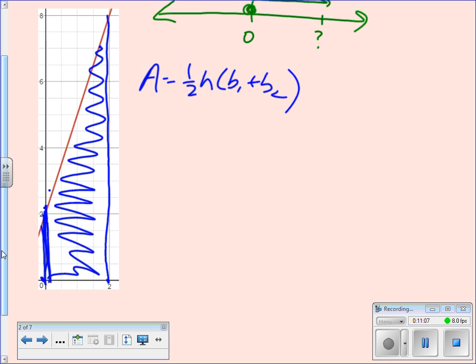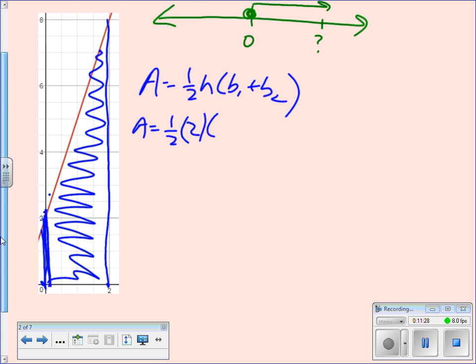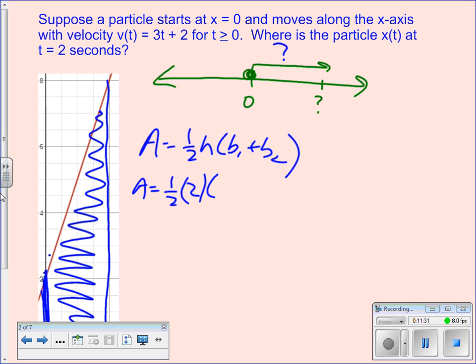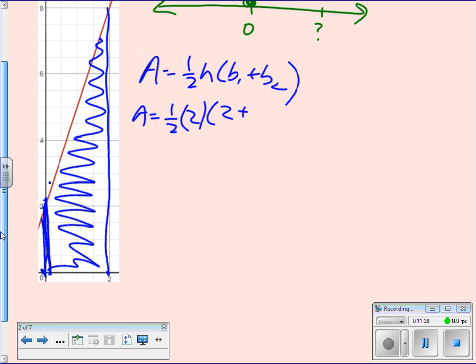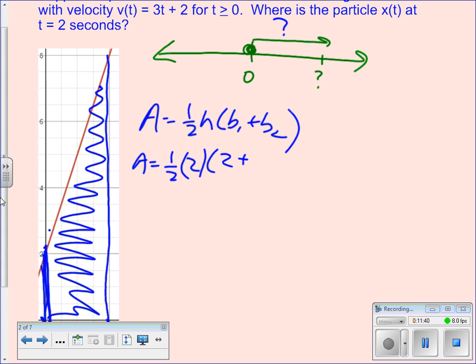What's our height? Our height is this distance here because, remember, the bases are the parallel sides. So our height is this distance here, the one perpendicular to the two parallel sides. So our height in this case is 2. And base 1, I'm going to call it this one. If I put 0 into that equation, I get 2. Plus, if I put 2 into the equation, I get 8.